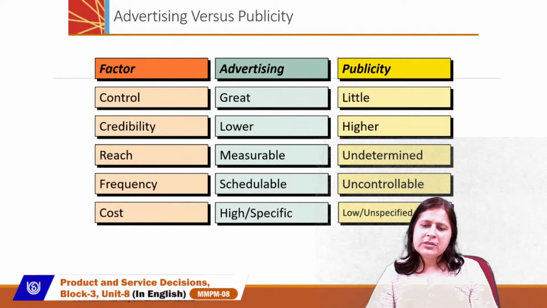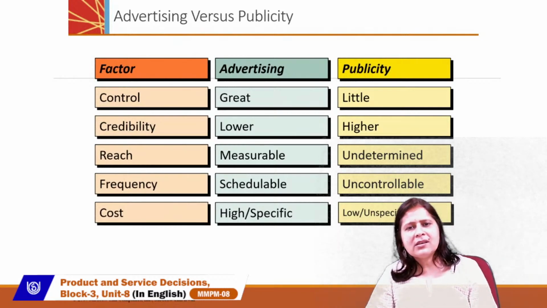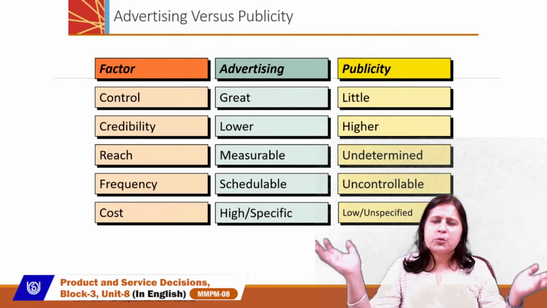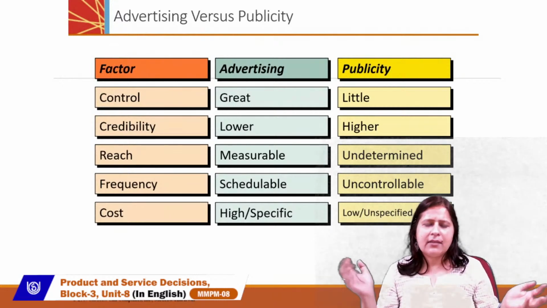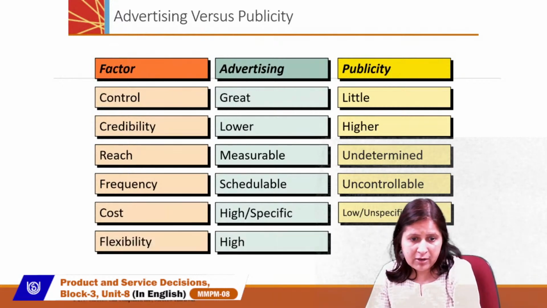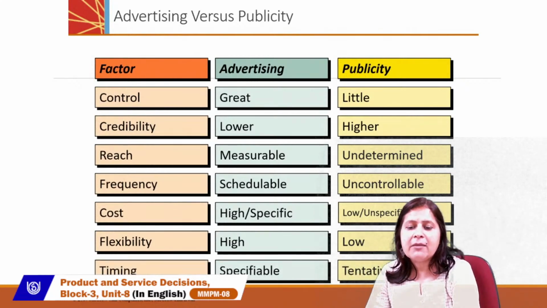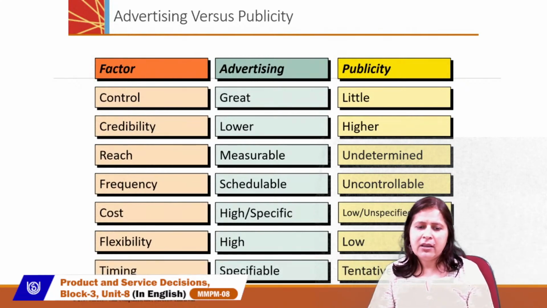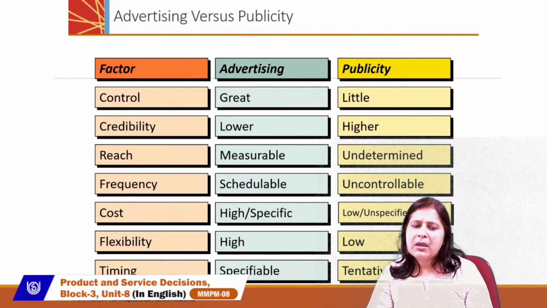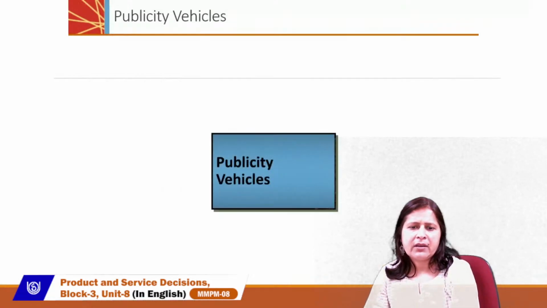The cost of publicity would be low and frequency is uncontrollable. It could spread like anything, right? Whether favorable or unfavorable. Flexibility is low and timing is tentative, right? The flexibility of advertisement is high, while the publicity is low. That is, it is not that flexible, but timing is tentative, right?